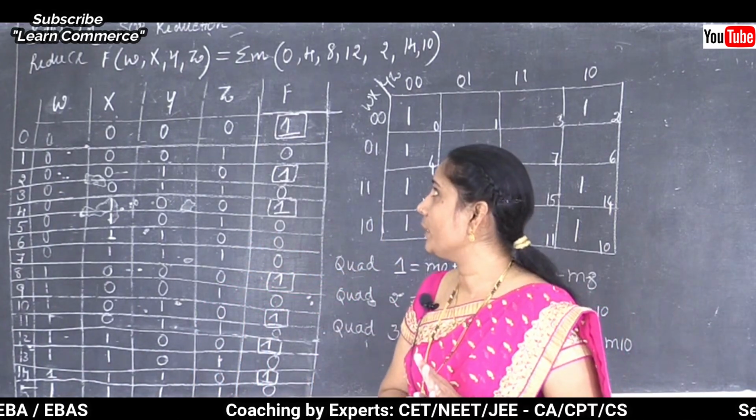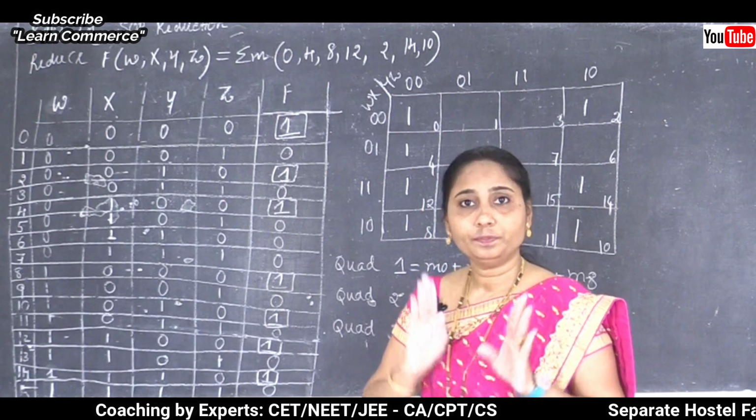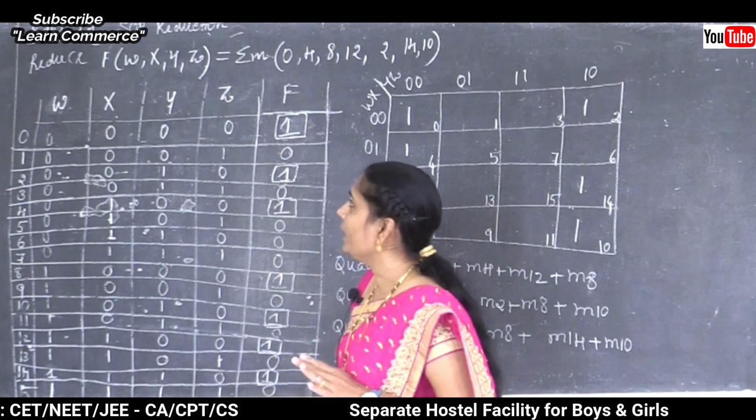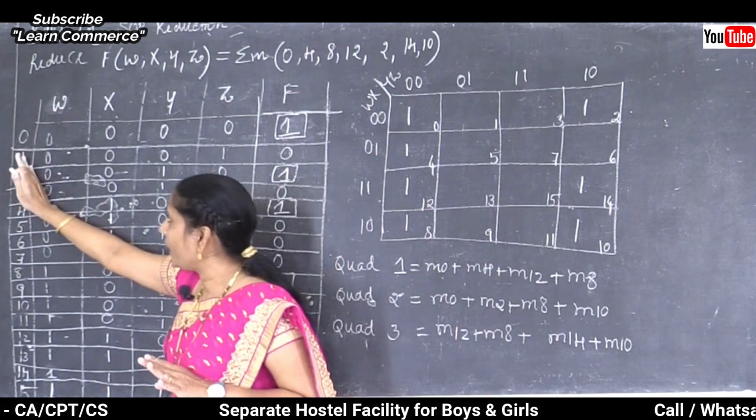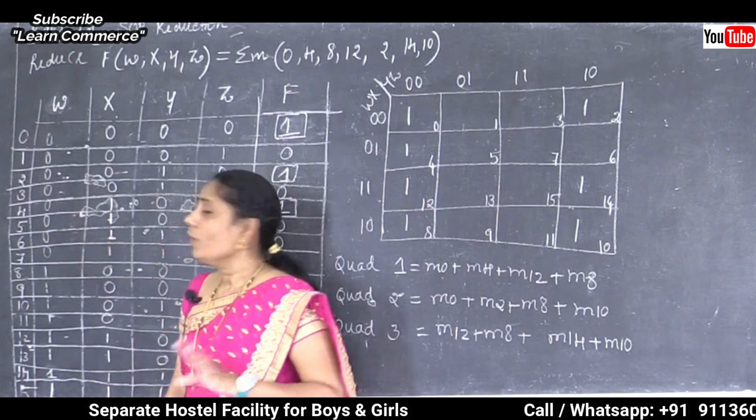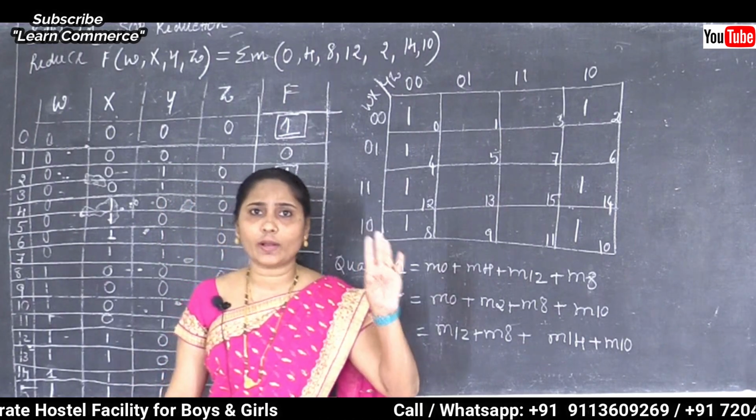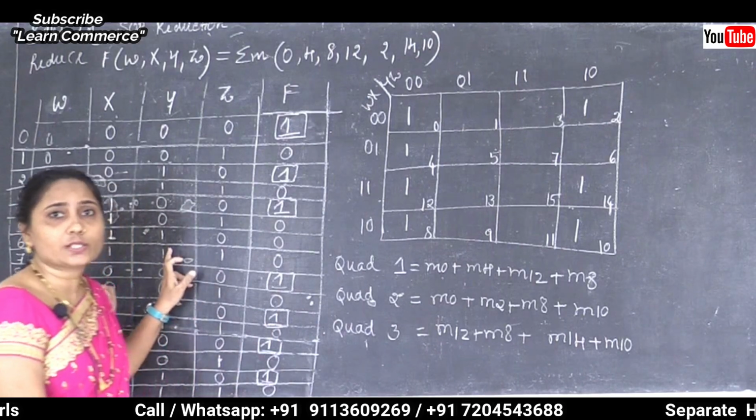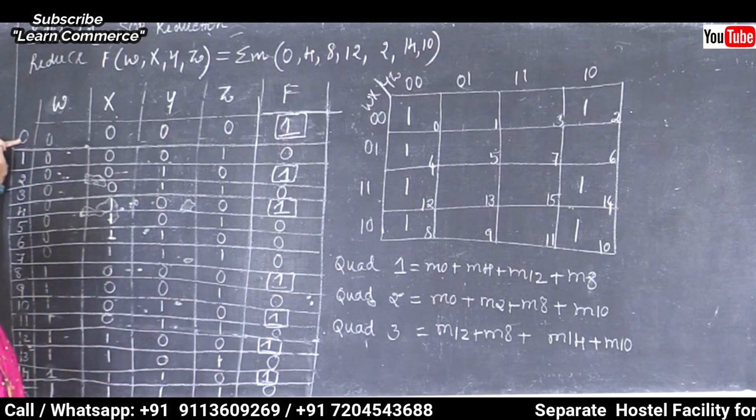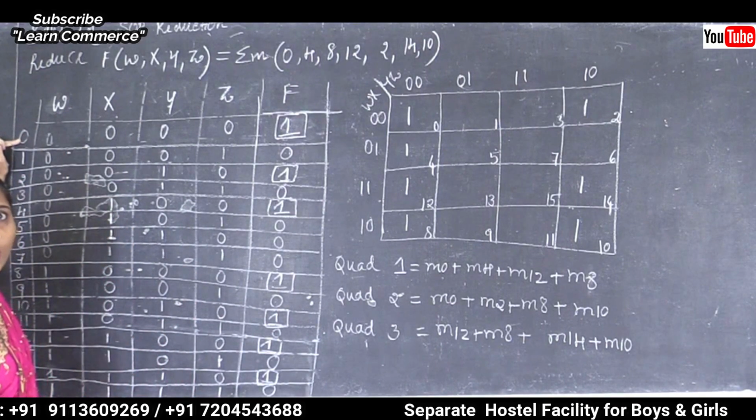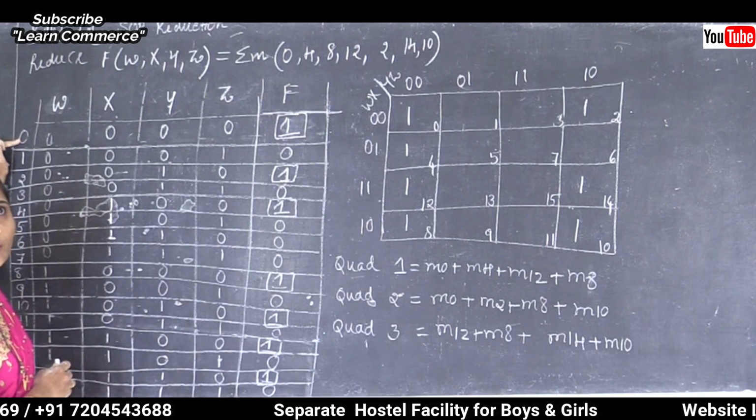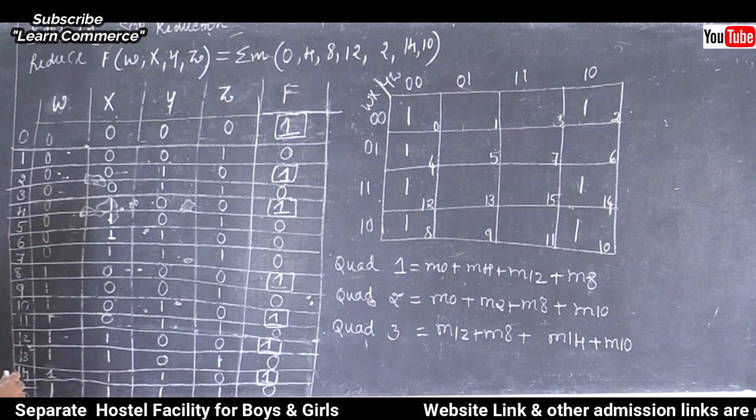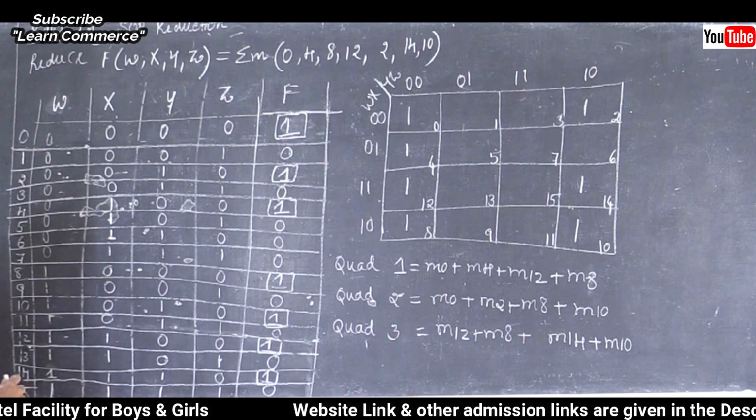So I am going to take the variable names W, X, Y, Z, and one more column, the name of the column is F. Just for our convenience, on the left side 4 variables are there, W, X, Y, Z. So 2 to the power of 4 is equal to 16 squares. So I am going to start from the number 0, 1, 2, 3, 4, 5, 6, 7, 8, 9, 10, 11, 12, 13, 14, till the number 15 I am writing.